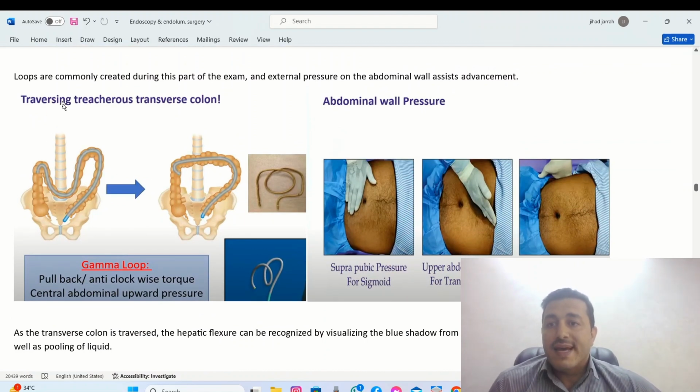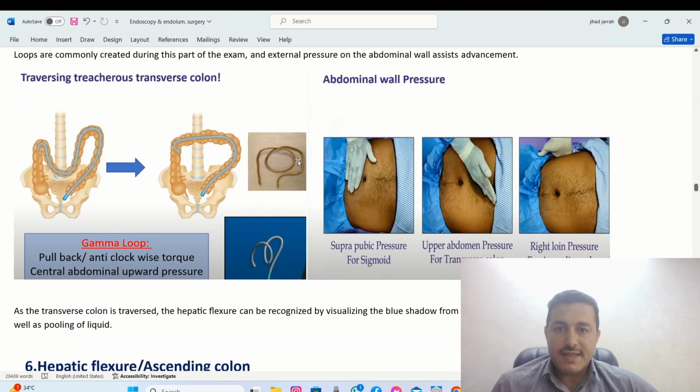You can see here that a loop can be formed in the transverse colon. One of these loops is the gamma loop. Especially after pelvic surgery, the mid-transverse can be fixed downward. So this is the gamma loop. How we can get rid of this loop is by central upward abdominal pressure. This is the abdominal pressure.